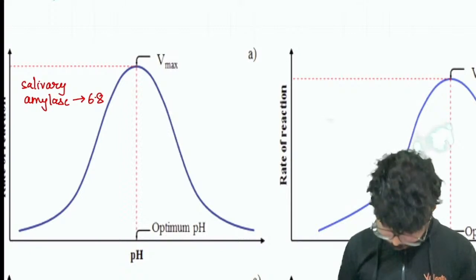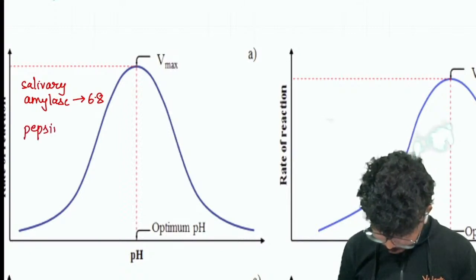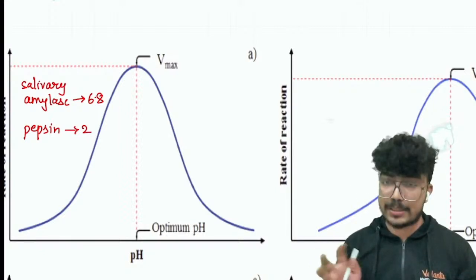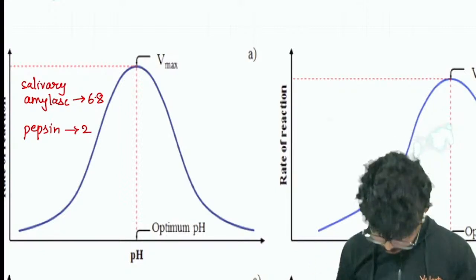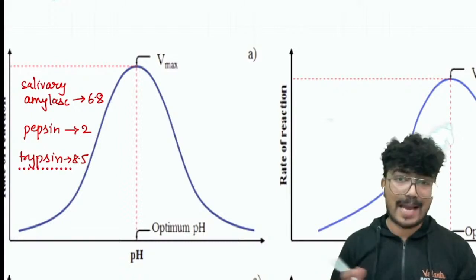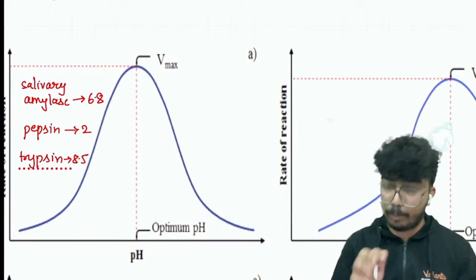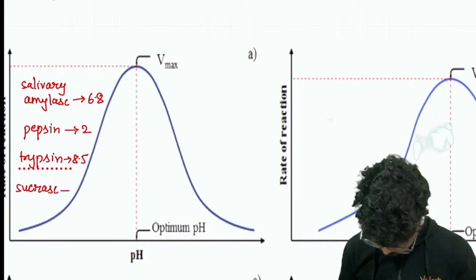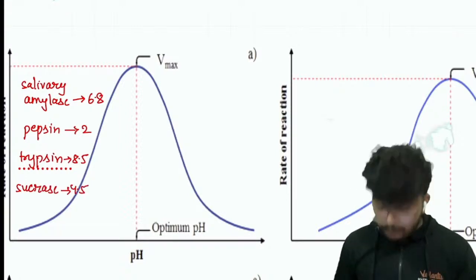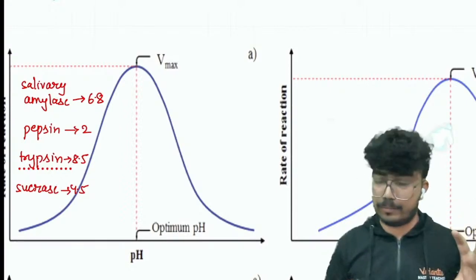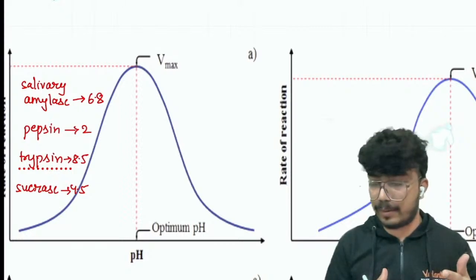Then we can take the example of pepsin. The pH is close to 2. We can take the example of trypsin. The pH is somewhere around 8.5. We can take one more example, that is of sucrase, pH somewhere around 4.5. So it is damn clear that different types of enzymes have different pH at which they show their maximum activity.